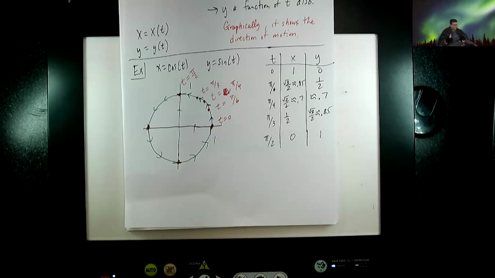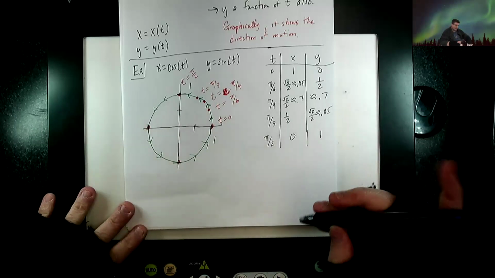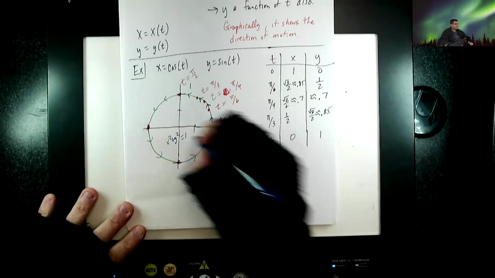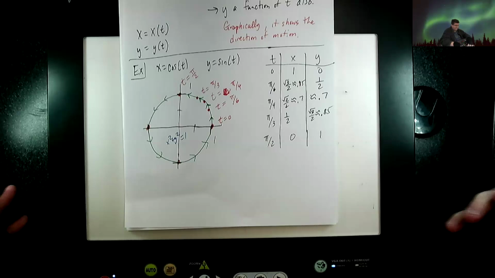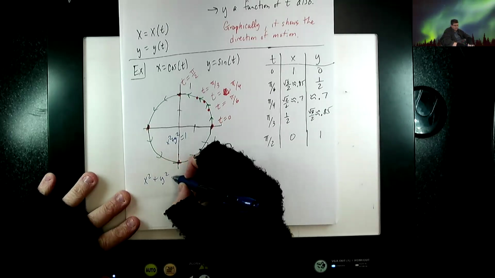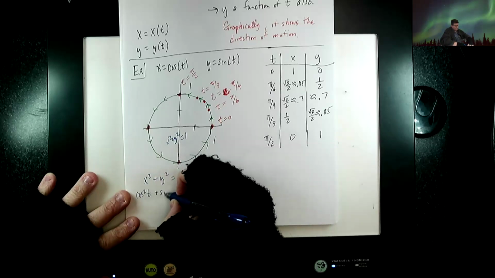Now, there's a couple ways of seeing what this equation is. It sure looks like x squared plus y squared equals 1. Well, is that true? Cosine squared t plus sine squared t.